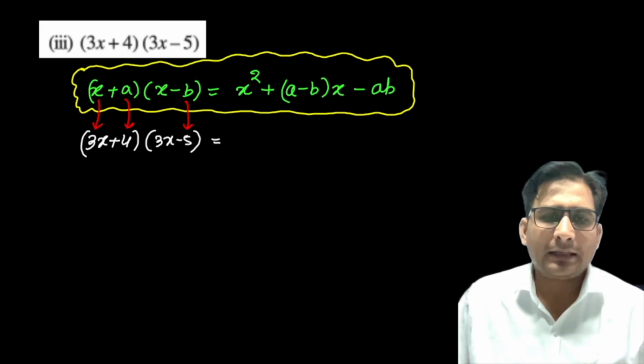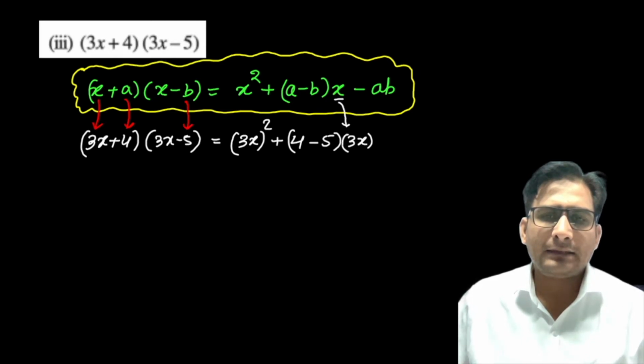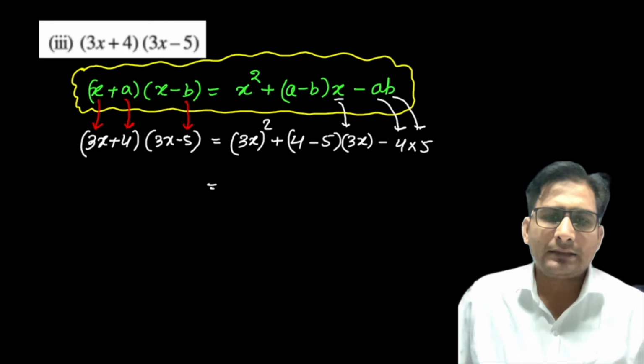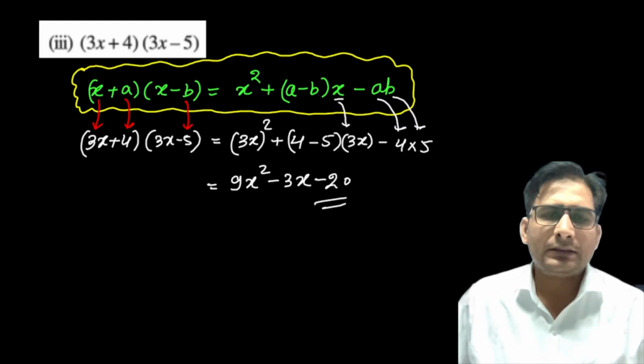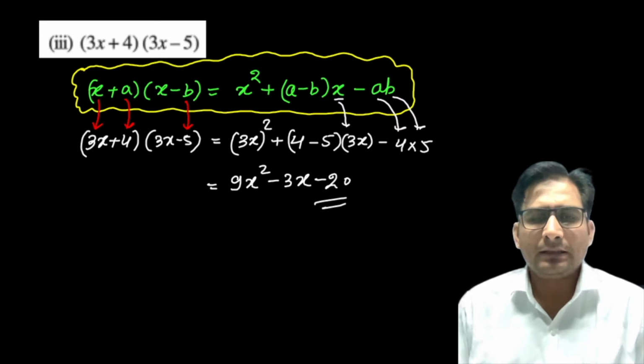So at the place of x, what will we put? 3x square. What is a? A is 4. What is b? B is 5. And what is x? At the place of x, it's 3x, minus, what is a? A is 4. What is b? B is 5. So now let us simplify this. It can be written as 9x square, 5 minus 4 is 1, and 5 fours are 20. So this is the simplification of this part. I hope this part is clear to you.